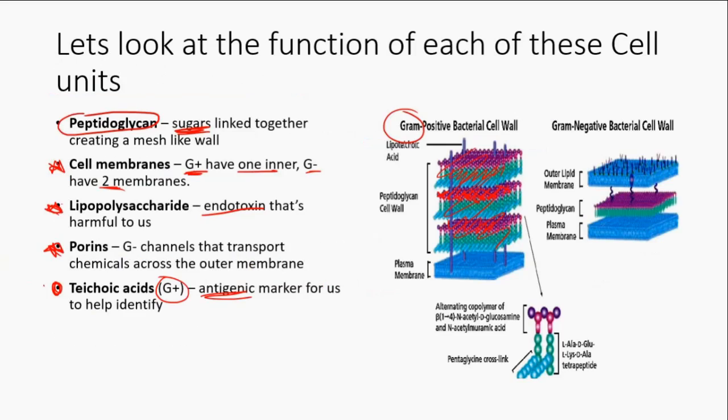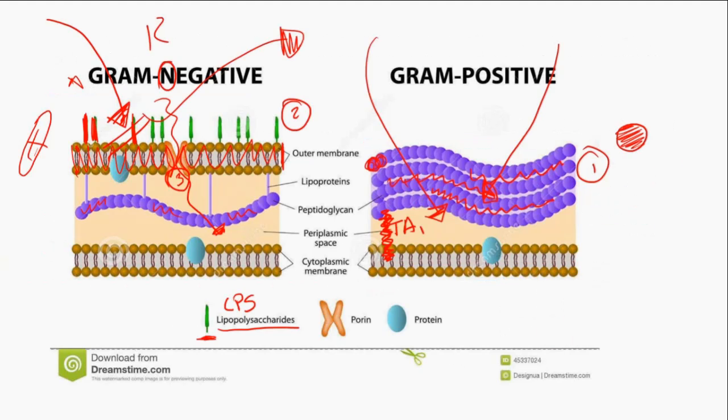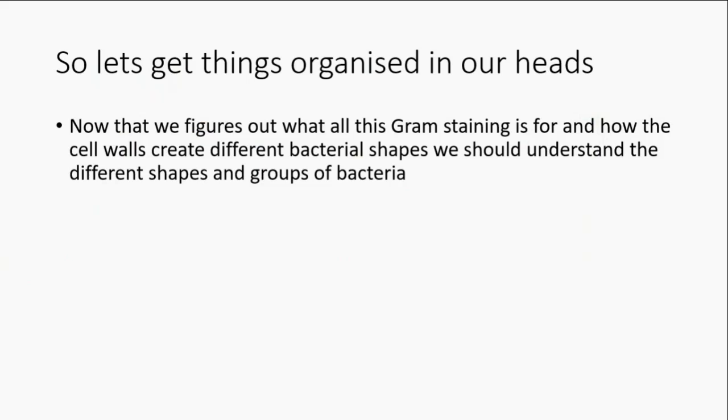So now hopefully it makes sense that gram-negative bacteria are red and gram-positive bacteria will be purple in a gram stain, and that helps us to split the two different bacteria into different classifications. Okay, so now let's move on to the next stage. Since we understand that the bacterial cell wall is really important in forming different shapes of bacteria, it makes sense that we should understand all of the different groups of bacteria according to their shapes.